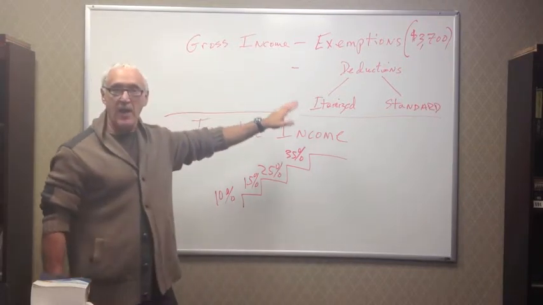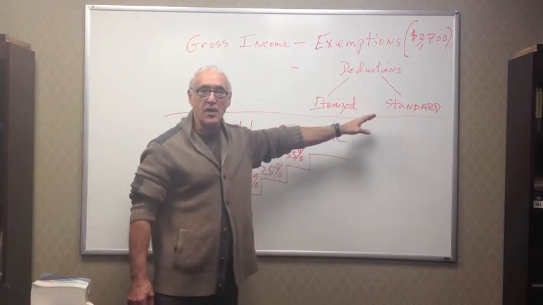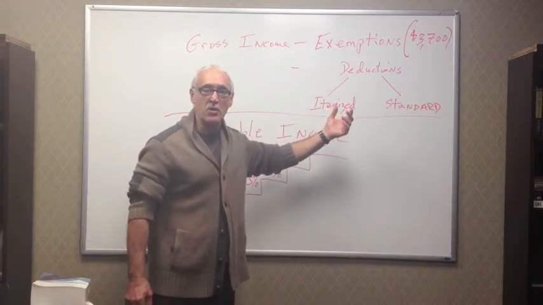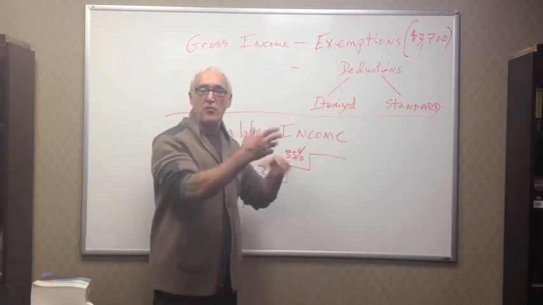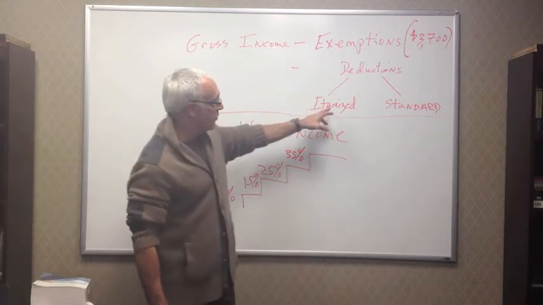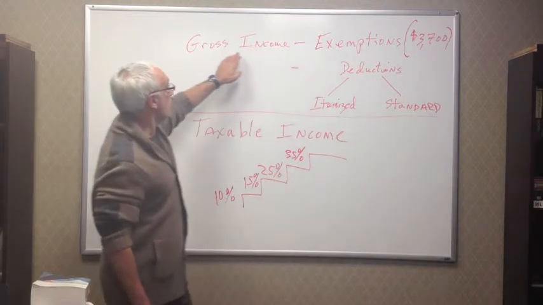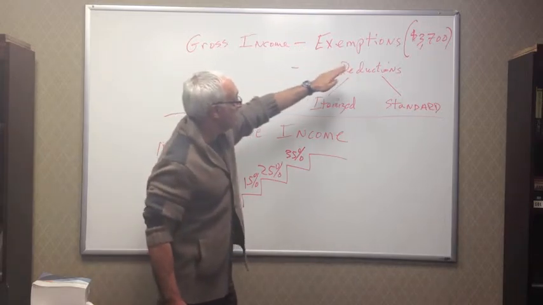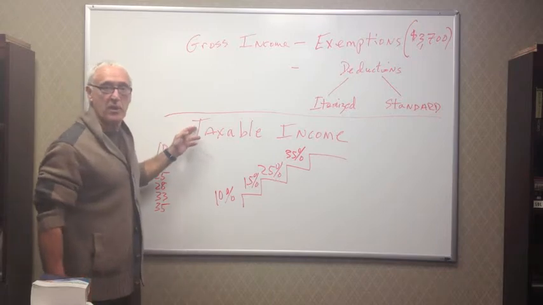If you don't want to itemize deductions, you can take alternatively what's called the standard deduction. And the standard deduction is the government saying, okay, you don't want to itemize deductions, no worries. We're going to give you a set amount of money, which we believe is about fair for those who choose not to itemize deductions. So you take either itemized or standard deductions to further reduce your gross income. So gross income minus exemptions minus deductions equals taxable income.